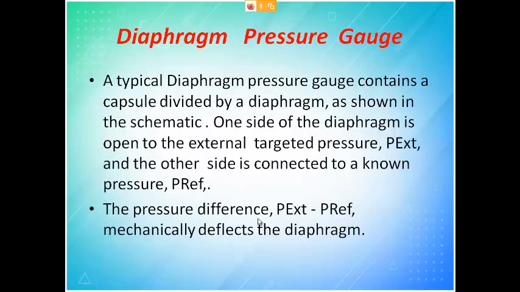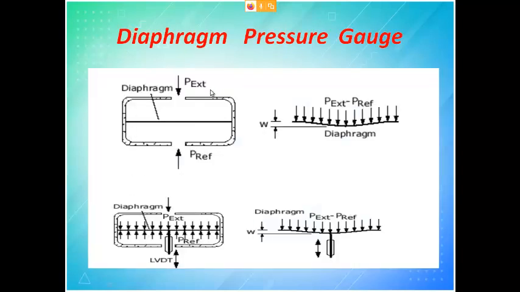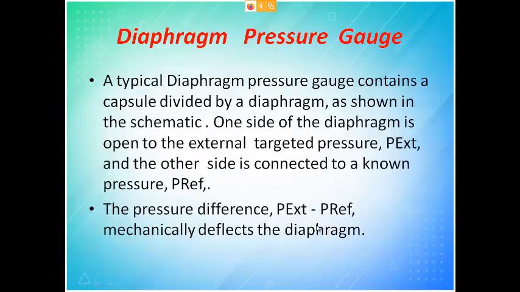A typical diaphragm pressure gauge contains a capsule. A capsule is the place where you place this. This entire structure we call a capsule. In this capsule, you have a diaphragm, one inlet for external pressure and one for reference, so we know what the pressure inside that capsule is, divided by a diaphragm as shown in the schematic.